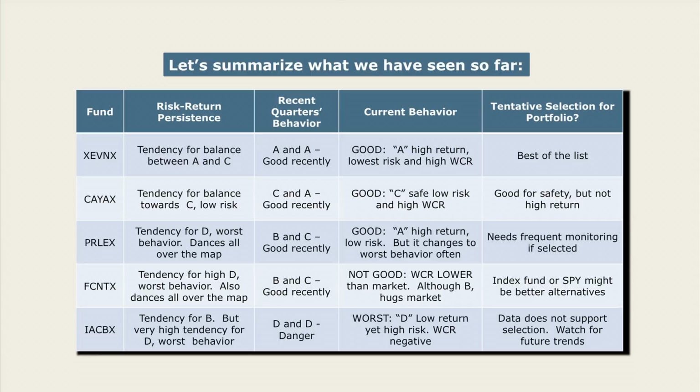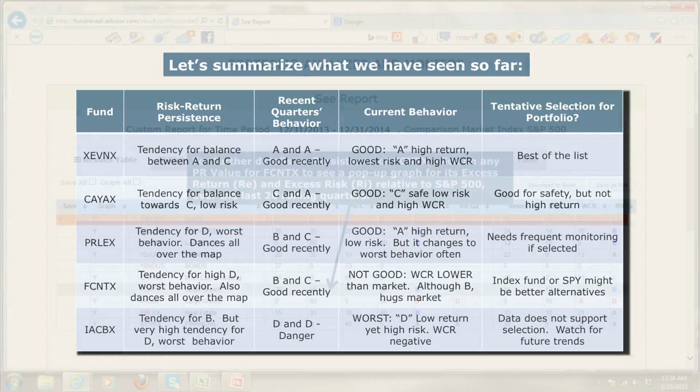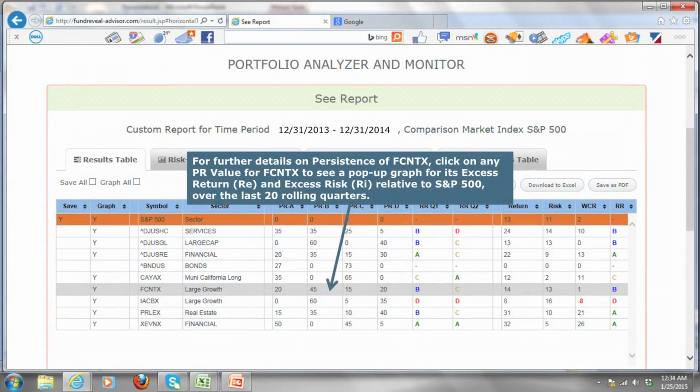IACBX has a tendency for B, but it also has a very high tendency for D, worst behavior. Its recent quarters' behavior is D and D, danger. Its current behavior is worst: D, low return, yet high risk. And WCR is negative. Data does not support its selection. Watch for future trends.